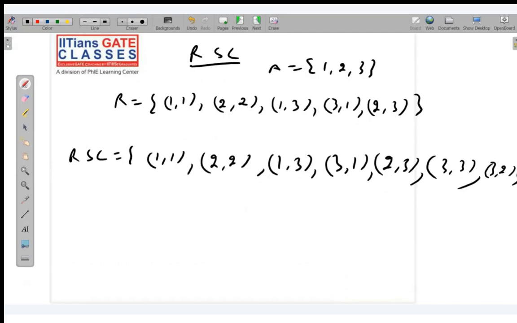So we will stop here itself. In the next class, we will start from here. Reflexive transitive closure is left. We will study that in the next class.